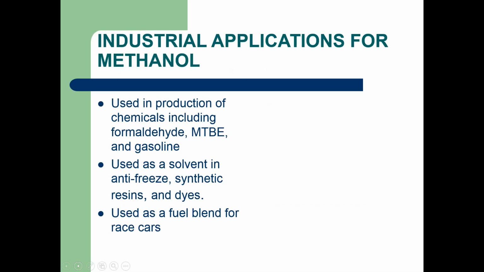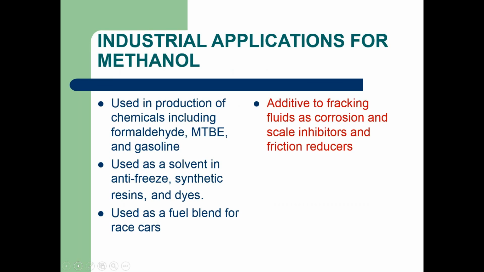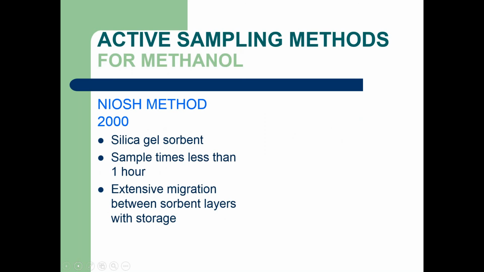Lastly, let's look at another chemical in the headlines, methanol. Historically, methanol has been used in the production of chemicals, including formaldehyde. It's been used as a solvent and antifreeze, to make synthetic resins, and to a small degree as a fuel blend in race cars. But in most recent headlines, methanol is being used as an additive to fracking fluids. In this application, methanol serves as a corrosion and scale inhibitor and friction reducer. Now, given the growth of fracking in the U.S. and elsewhere, the issue of methanol sampling was brought to SKC chemists for some help and advice.